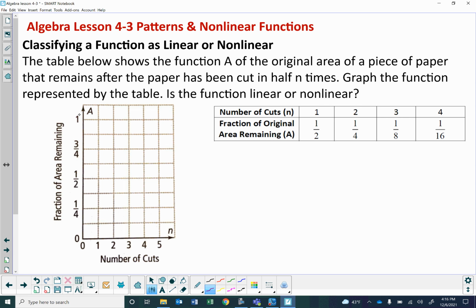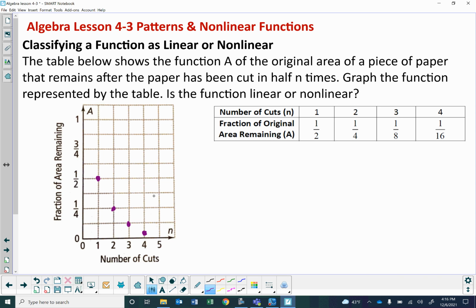So if we have 1 cut, our area remaining is 1/2. So let's graph that. So we have 1, 1/2, which would graph right here. And then we have 2, 1/4, so go over 2 and up to 1/4, which is here. If we have 3, we have 1/8. Well, 1/8 is here. And if we have 4, we have 1/16. 1/16 is halfway between 1/8 and 0, so it's going to be right here.